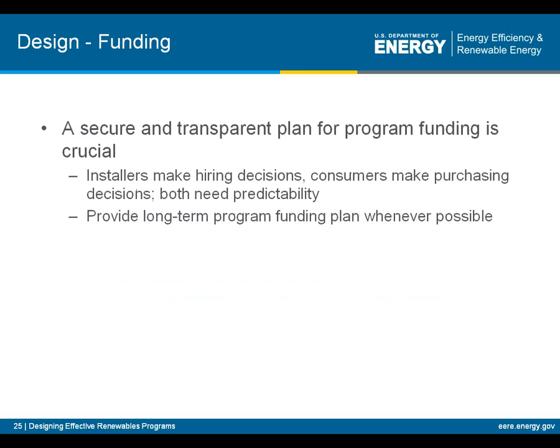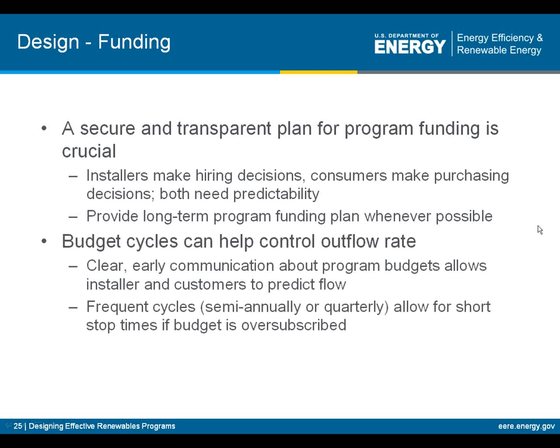So I want to revisit the idea of really being secure and transparent in your plan for your program funding. Again, installers are making hiring decisions, and consumers are making purchase decisions. Both of them feel much more comfortable if they could see perfectly into the future. In fact, the comment we've heard from the installation community is that the one thing they would like more than anything is a long-term view of exactly how the program funding is going to play out. So whenever it's possible, when you've got a secure funding source and you're comfortable making decisions into the long term, provide a 3 to 5 year window of your plans for the program, and the market will respond well.